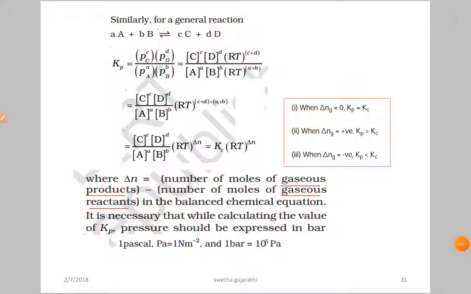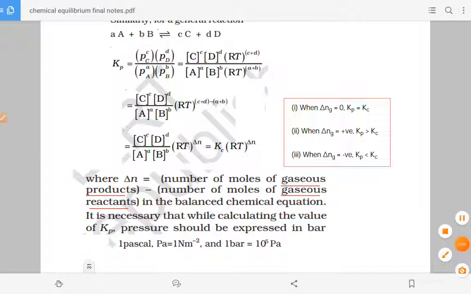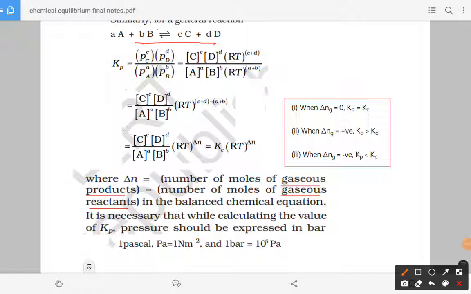Now let us go for the general equation. If you go for the general equation, here we have a moles of A, b moles of B, c moles of C, and d moles of D. Now if you write Kp again, you write the partial pressure of C raised to c, partial pressure of D raised to d, partial pressure of A raised to a, partial pressure of B raised to b.